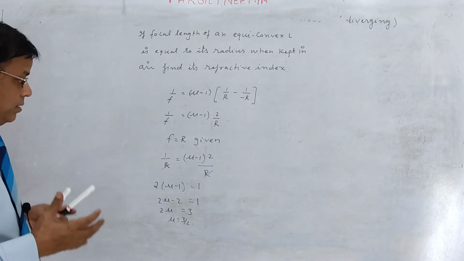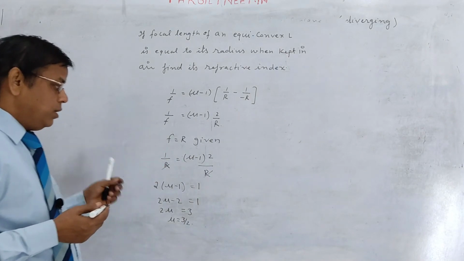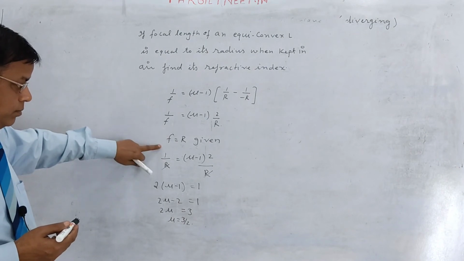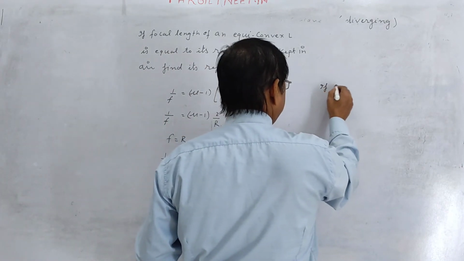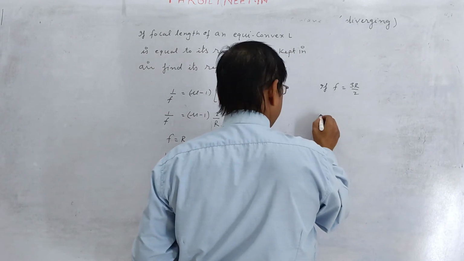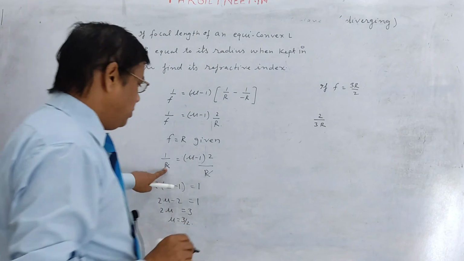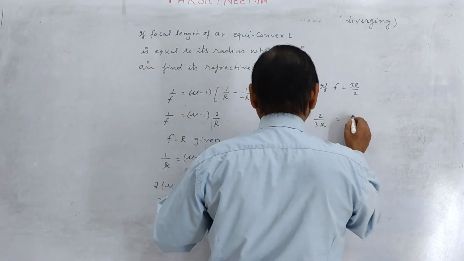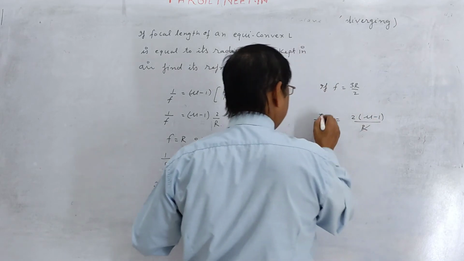In the same way, we can give you the focal length as 3R by 2. So if focal length is equal to 3R by 2, then here we have to write 3R by 2. If f equals 3R by 2, then what is mu? So it is 2 upon 3R. If you put here 3R by 2, it will be 2 upon 3R is equal to 2 mu minus 1 upon R, cancel, 2 to cancel.